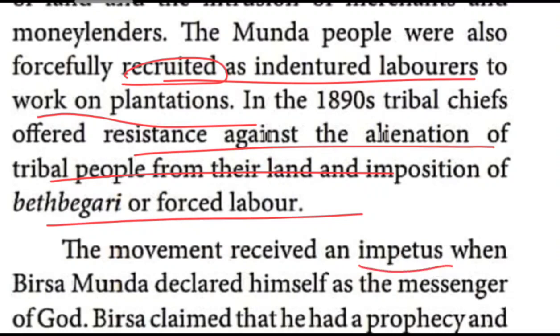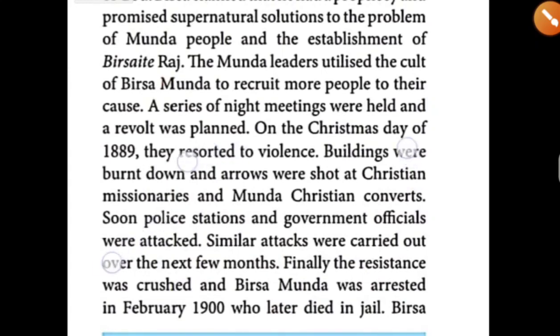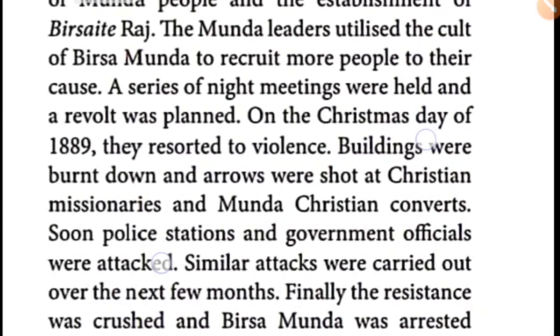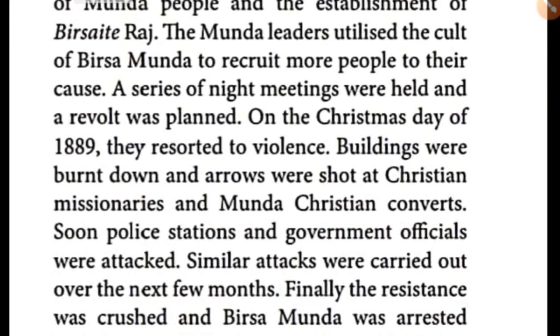Energy, when Birsa Munda declared himself a messenger of God. So here, who declared himself a messenger of God? Birsa Munda. Yes, he claimed that he had a prophecy, like the fortune-telling they used to do, and promised supernatural solutions to the problems of the Munda people and the establishment of the Birsite Raj.